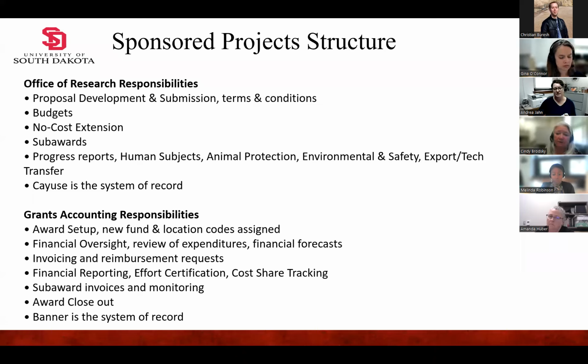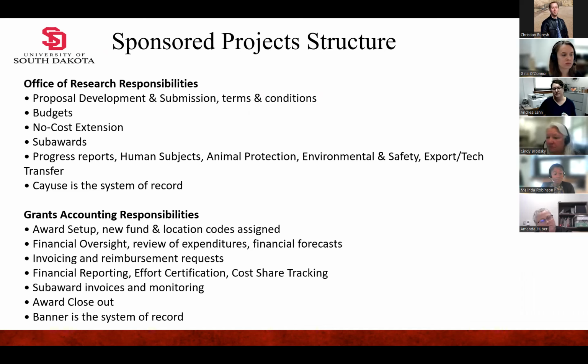And then also we assist with award closeout, getting the funds all spent. Surprisingly, agencies don't want any money back. So they want you to spend it to zero. So we're going to assist with getting those awards spent down and closed out.